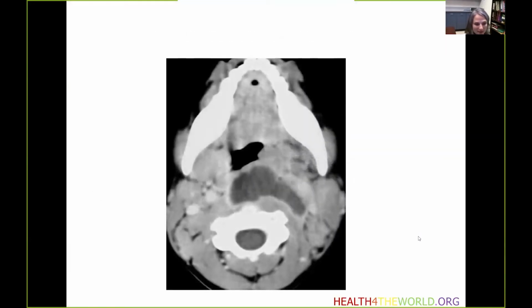This is our next case. This is a patient who presented with hoarseness and inability to swallow, dysphagia, and hot potato-like voice. What we see here is a rim-enhancing collection in the retropharyngeal space. There's mass effect on the airway. There's surrounding swelling. This turned out to be a retropharyngeal abscess.